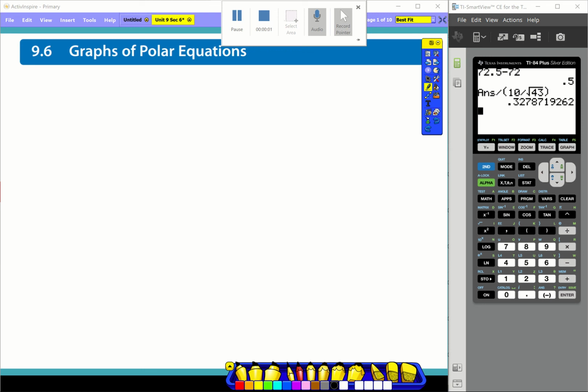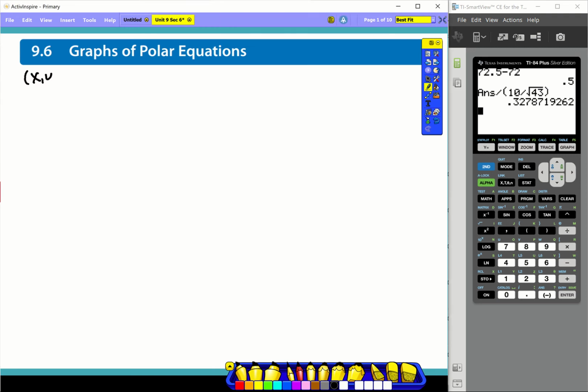Welcome to Unit 9, Section 6. This is graphs of polar equations. Now, previously, you are familiar with plotting things in XY. That is rectangular. Now, we will be doing polar, which is r, theta.